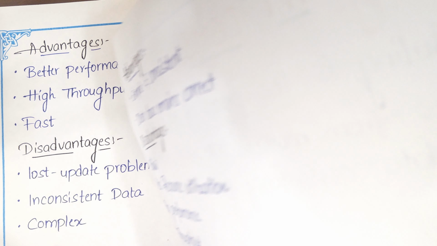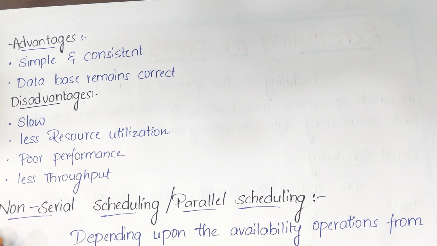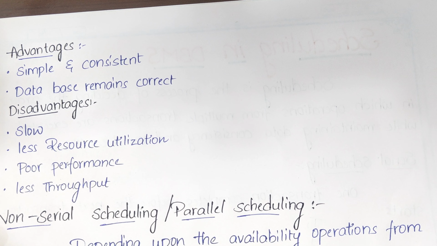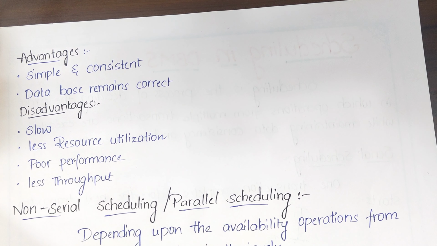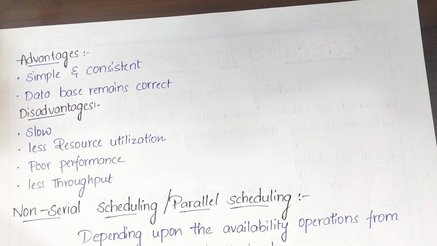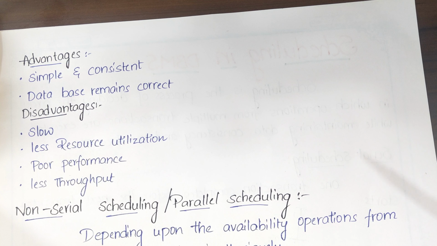In a general example, we can say that we are going to a hospital and waiting for the doctor to meet us, right? The person who took the first appointment goes to the doctor first and consults him, and then the next appointed person. In the same way, serial scheduling works.